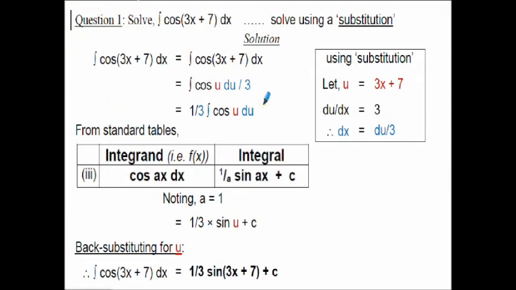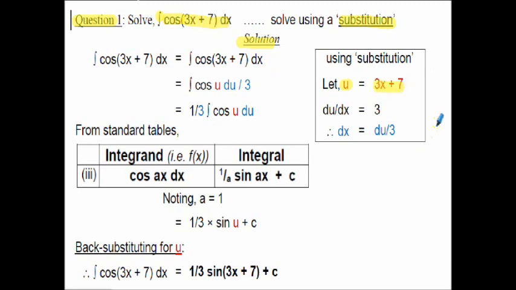So here are the solutions for the questions. Question 1 solution. We're asked to solve the integral of cos in brackets 3x plus 7 with respect to x. We're going to use the substitution method in this and all the questions. So the rule of thumb is to substitute for the bracketed term. We'll let, in this case, u equal to the 3x plus 7.